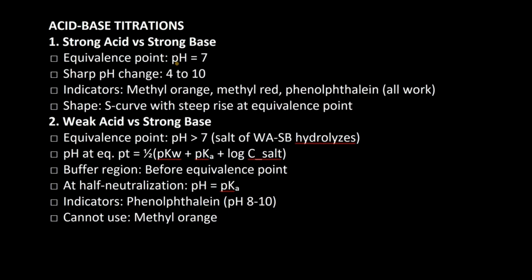And acid-base titrations. Strong acid versus strong base means the equivalence point will be 7 and the sharp pH change happens from 7 to 10, and the indicators methyl orange, methyl red, phenolphthalein, all will work. The shape of the curve would be an S curve. You remember? And weak acid versus strong base means the equivalence point is greater than 7 because, remember, strong base is there.